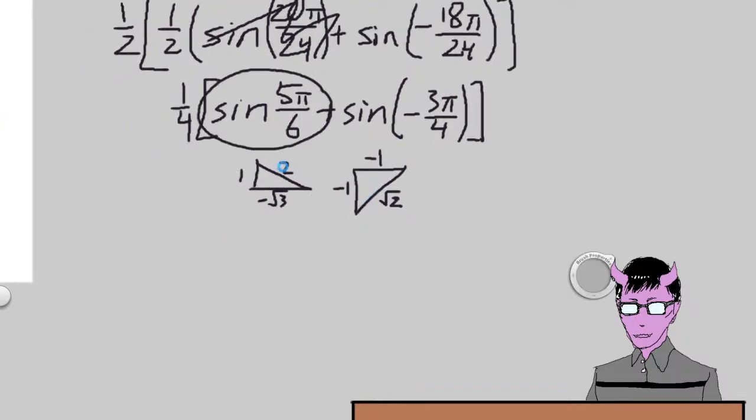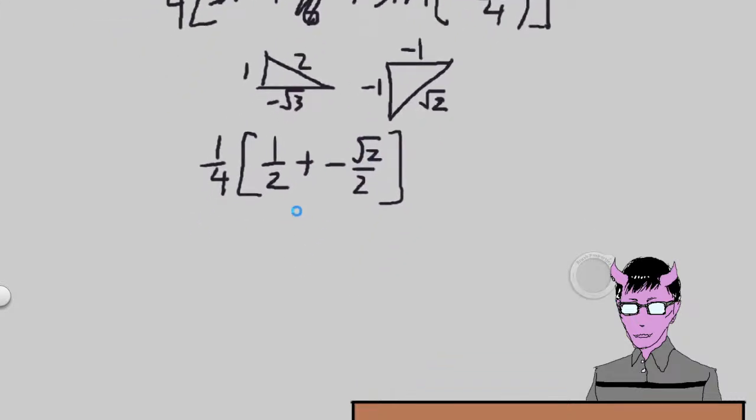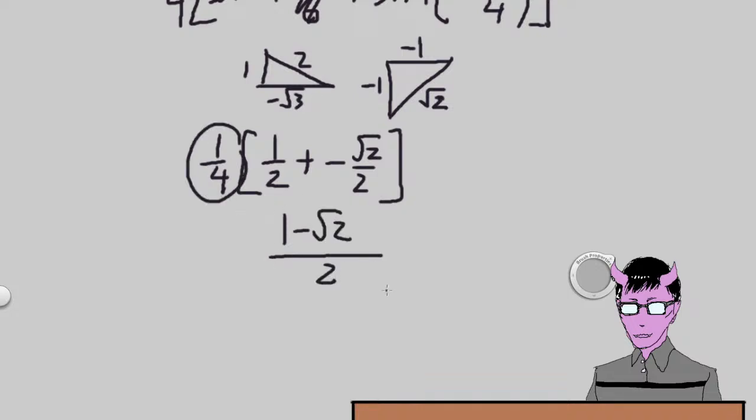Let's get to evaluating. So sine of this one, 1/2. Sine of that one. Well, copy paste the plus first. So plus, evaluating this one. Copy paste the 1/4 on the outside. Brackets. Alright. Common denominator is 2, so just add those two. So we have 1 minus root 2 all over 2, but we have a times 1/4, so this is going to be 8. And then we should be done with the problem.